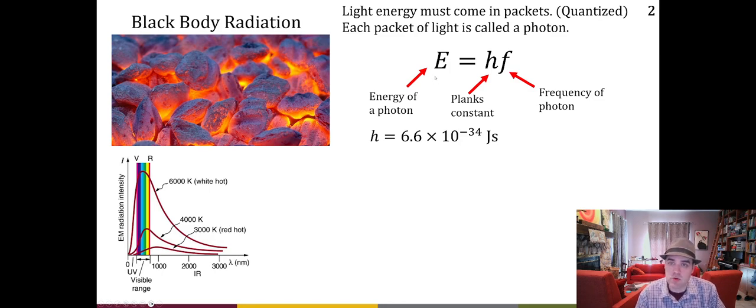Now, the next lowest energy would be two of these, right? Because it's quantized. You can't have one and a half of a photon. So you have one, two, three, and so on. So light's going to come in these individual packets.